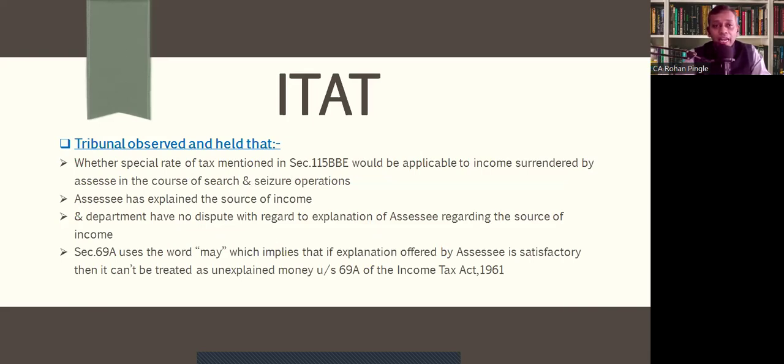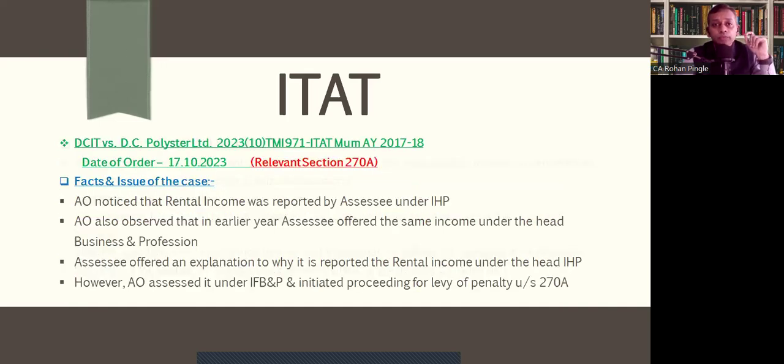Tribunal observed and held on whether the special rate of tax mentioned in Section 115BBE would be applicable to income surrendered by assessee in the course of search and seizure operations. Assessee has explained the source of income, and the department has no dispute with regard to the explanation of assessee regarding the source of income. Section 69A uses the word "may", which implies that if the explanation offered by assessee is satisfactory, then it can't be treated as unexplained money under Section 69A of the Income Tax Act 1961. That was also in the favor of assessee.